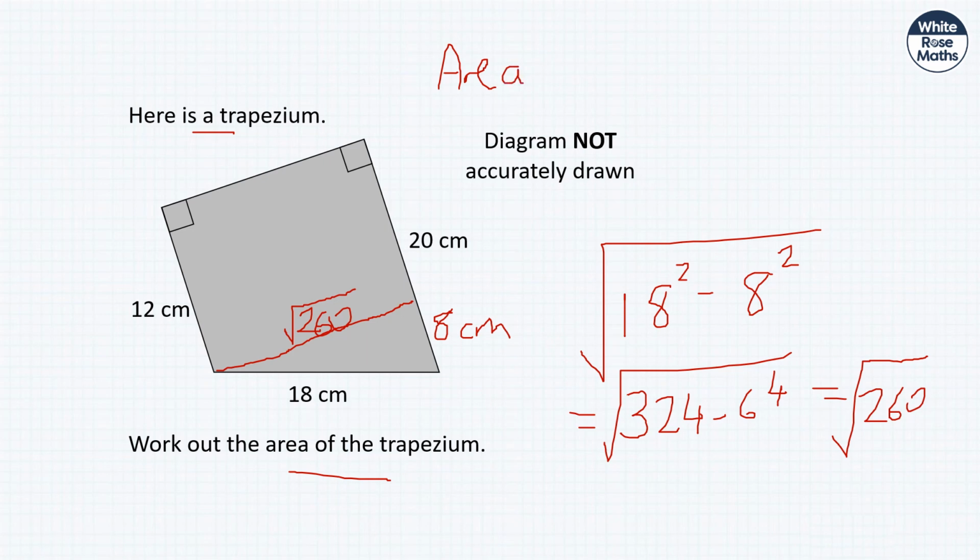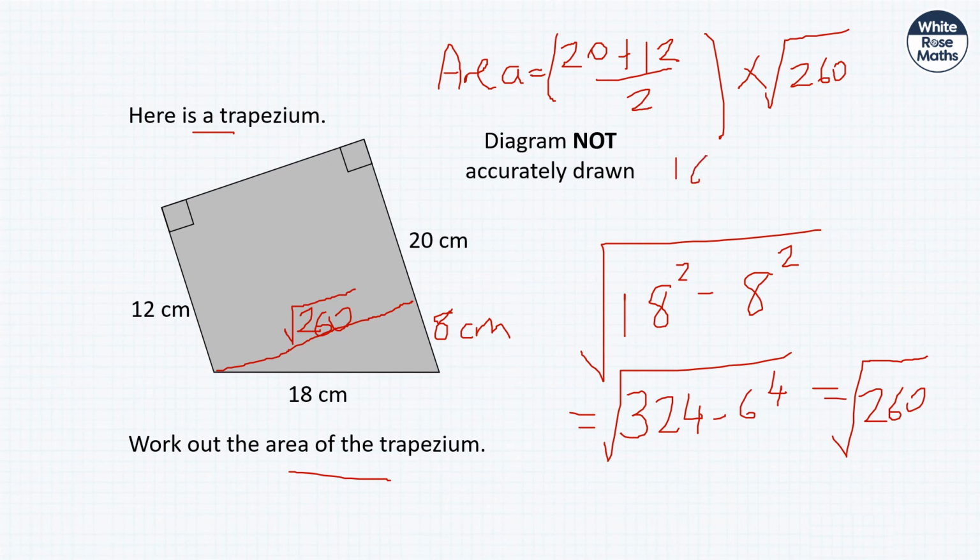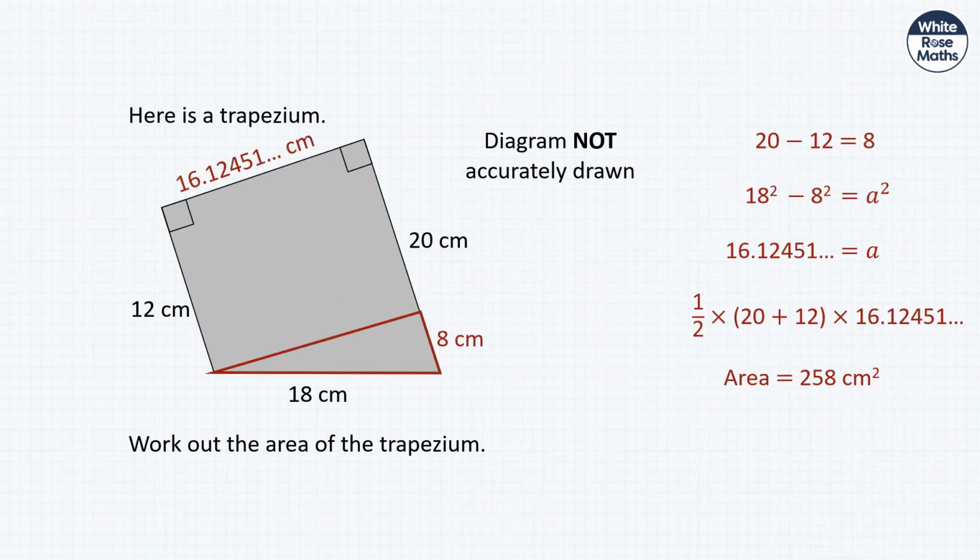So area will be the sum of the parallel sides. So 20 plus 12 divided by 2 multiplied by the square root of 260. So that'd be 32 halves, so that'd be 16 root 260. I'm now going to multiply this by 16, so I get the answer of approximately 257.99 centimeters squared to 2 decimal places, guys. And that's my answer for that question. Or 258, either one.